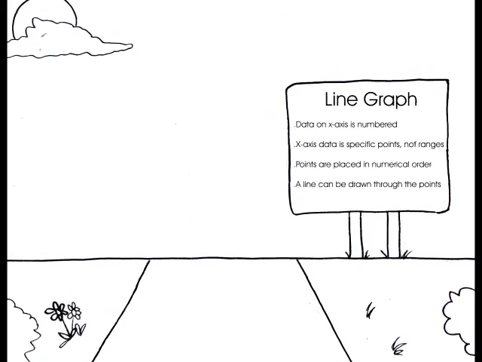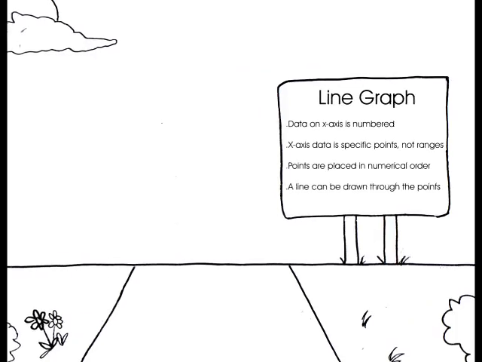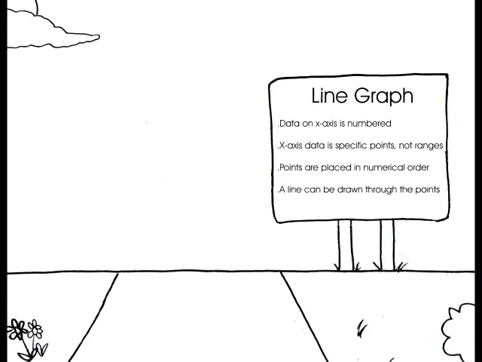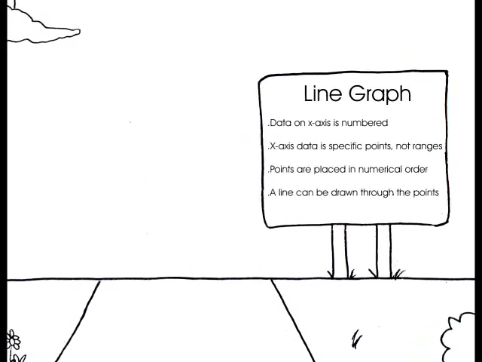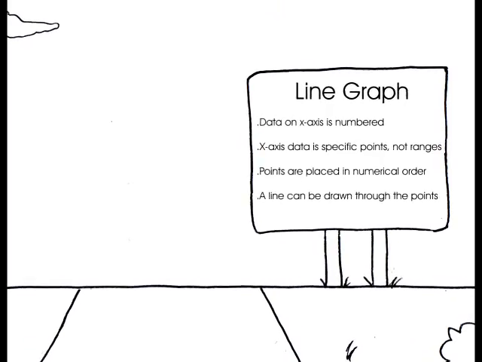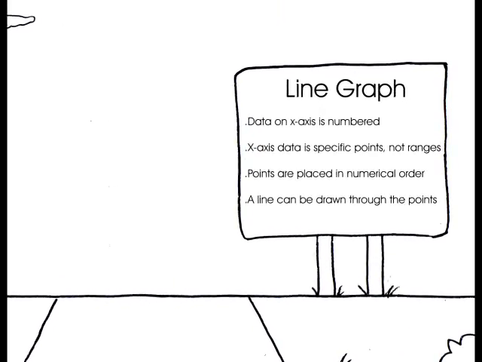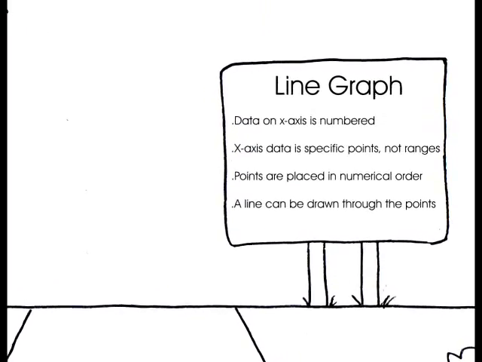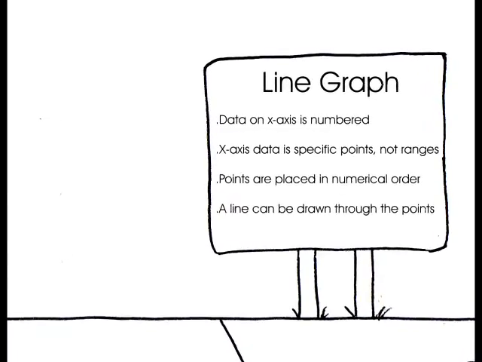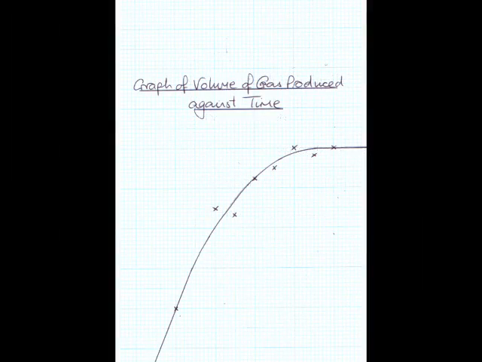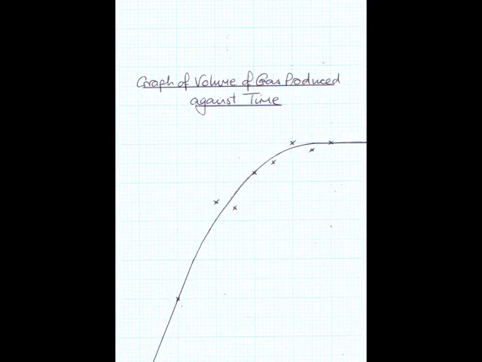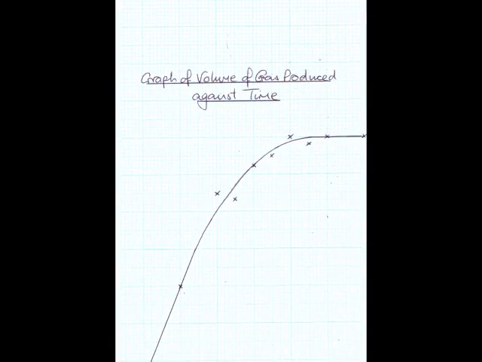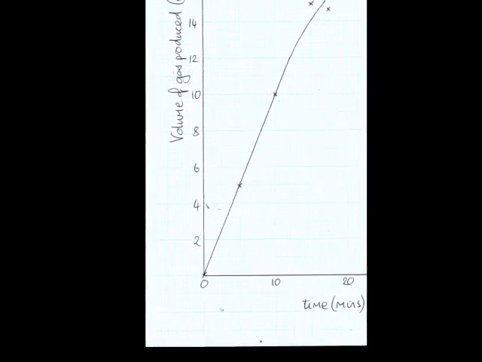Use a line graph when you want to show a trend in your data. Both of your variables show numerical data, but the independent variable has points rather than ranges. For example, if you were looking at how the rate of a chemical reaction changes over time, time is your independent variable and goes on the x-axis.